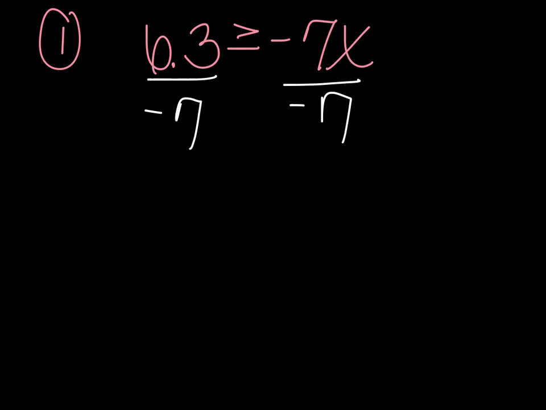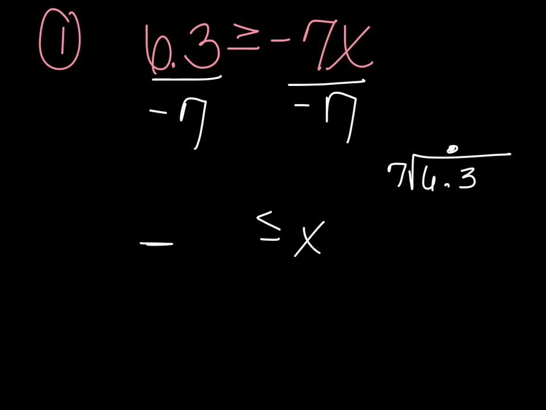A positive divided by a negative is a negative. And I know when this happens, I should have red flashing lights going off in my head. My inequality sign has to flip. Now when I divide, the 7 goes on the outside and the 6.3 on the inside. My decimal comes up. 7 does not go into 6. That's a 0. 7 goes how many times into 63 evenly? 9. Very good. So my answer is -0.9 is less than or equal to x.